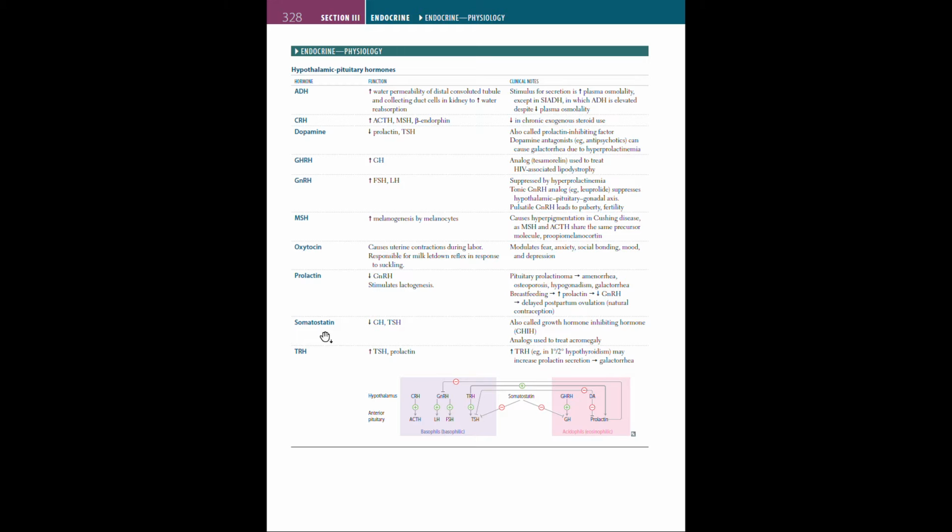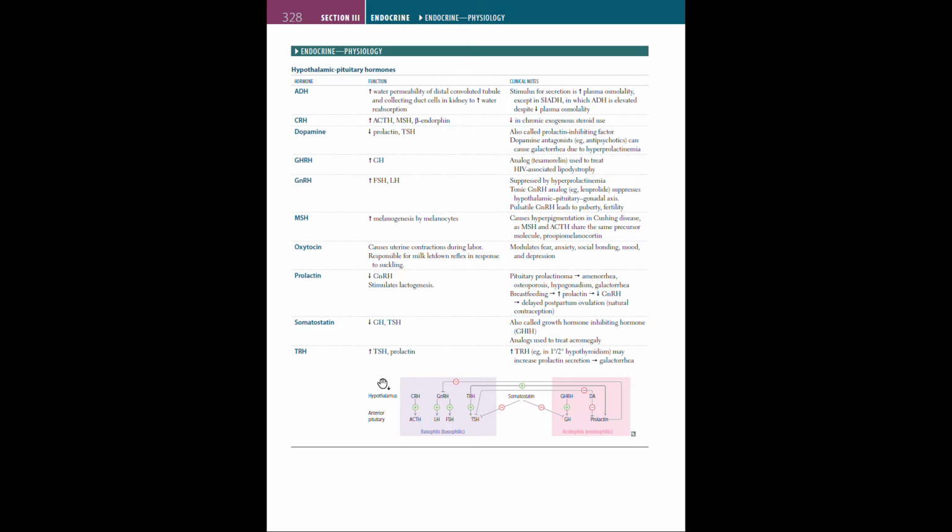Somatostatin causes decrease in growth hormone and TSH, also called growth hormone inhibiting hormone, GHIH. So basically somatostatin is an antagonist for growth hormone here. These are not friends. Analogs are used to treat acromegaly.